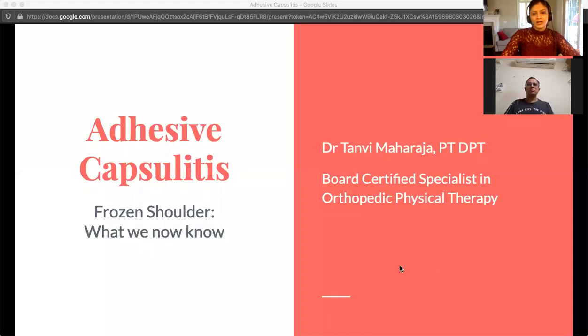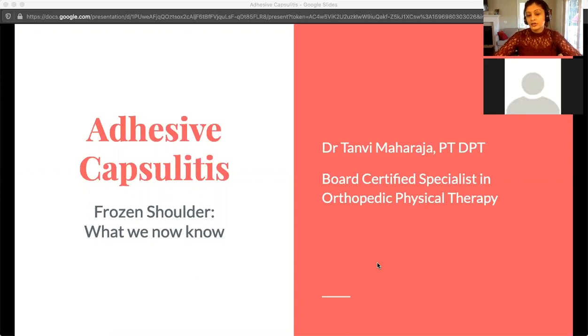Today we'll be talking about adhesive capsulitis. One of the reasons I picked this topic is because it is one of the most common conditions that you will encounter in your clinical practice. The other reason is this is a condition that is more likely to be misdiagnosed, partially because in the early stages, it has a lot of overlap with other shoulder conditions such as rotator cuff injuries and so on.